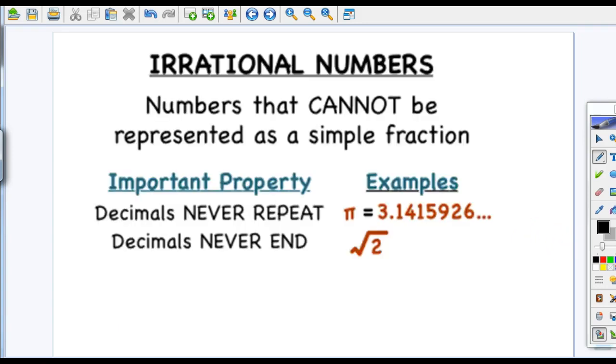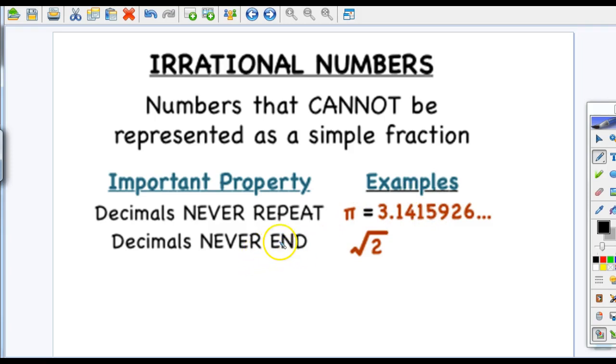All right, we're going to continue. Here I have a definition of irrational numbers. Irrational numbers cannot be represented as a simple fraction. So pi, if we know anything about pi, it keeps going, right? It's 3.1415926, and it just continues. We have not found the end of this decimal, so you can't actually find where it is on that number line. It is an irrational number.